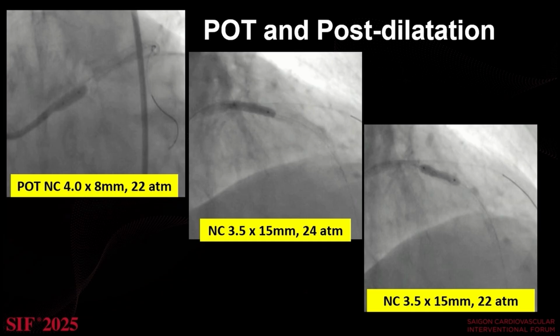The final step is to perform a kissing dilatation with the NC balloon, the 3.5 by 15, at 18 to 24 atmospheres in the proximal to mid-LAD to ensure full expansion throughout the stent segment. You can see the balloon does not expand well, but acceptable. The most heavy calcification location is in the mid-LAD.